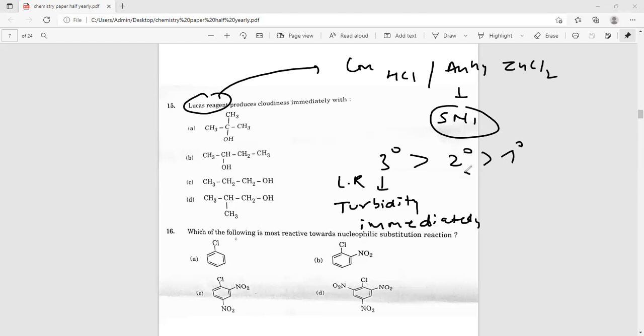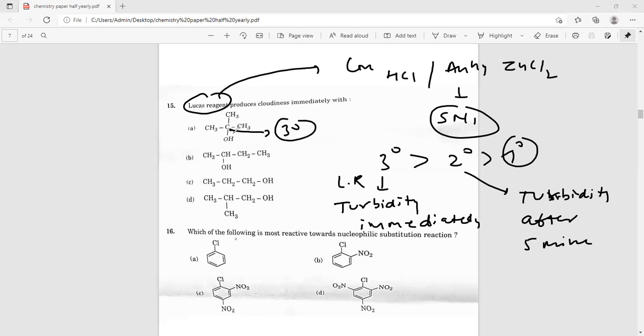And in case of secondary, turbidity appears after 5 minutes, while in case of primary, there is no turbidity. Which one is tertiary? This one is tertiary carbocation, tertiary alcohol. This one is secondary alcohol. This one is primary alcohol, and this one is primary alcohol. So A is the right answer.